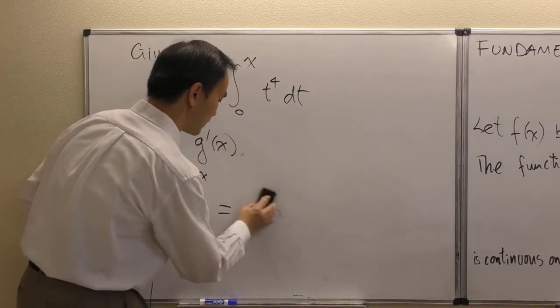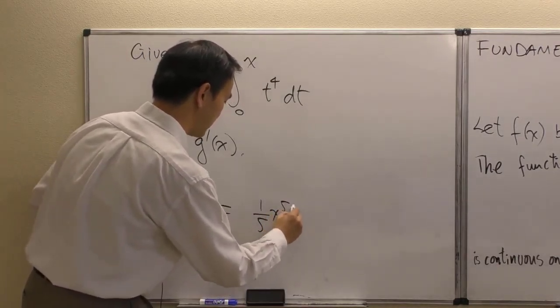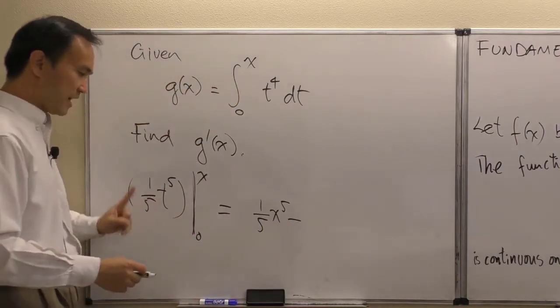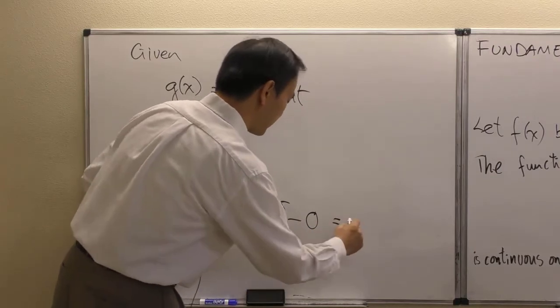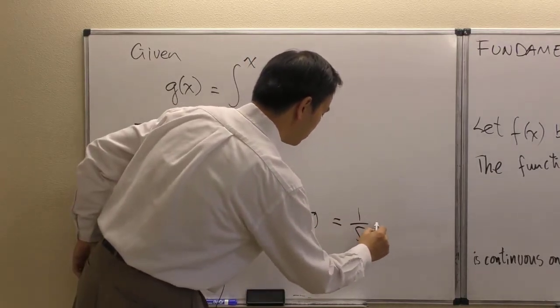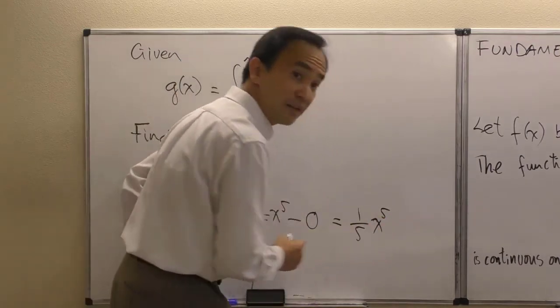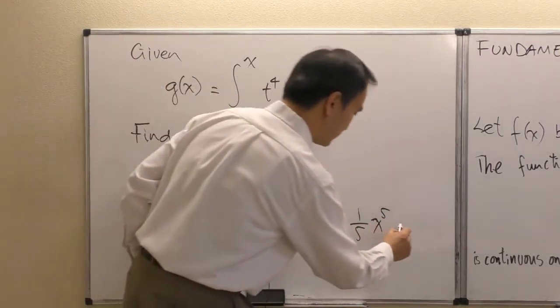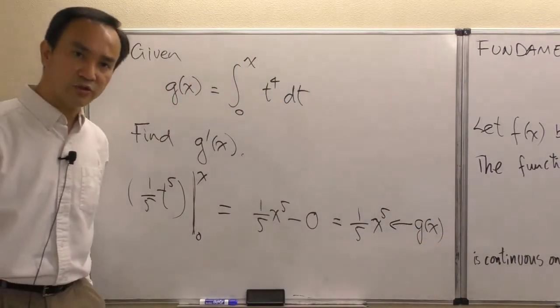So your upper limit here becomes 1/5 times x to the 5th. Minus, now substituting 0 into that antiderivative, you're getting a 0. So really your final accumulating function here is 1/5 x to the 5th. And you believe that you have found g of x. You believe that that's your g of x.